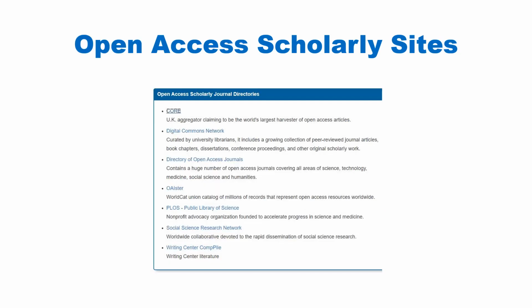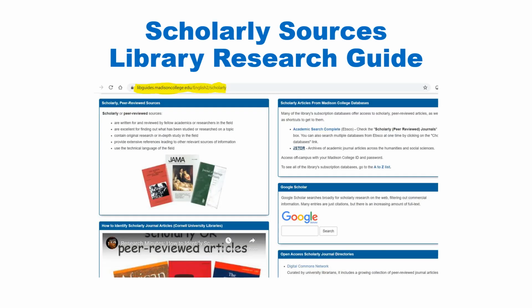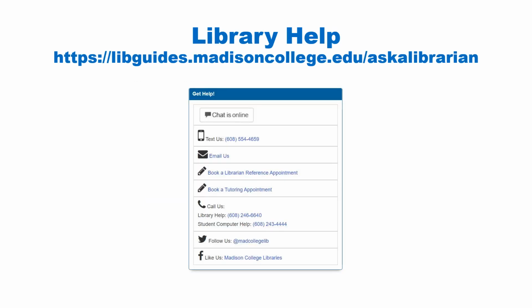There are other open access scholarly sites to search for open access scholarly information on the World Wide Web. And these are some sites here. You can get to all of them by going to our Scholarly Sources Library Research Guide, which is embedded within our different English research guides. And there you can get to our databases that are good for providing scholarly peer-reviewed sources, Google Scholar, and those open access scholarly journal directories.